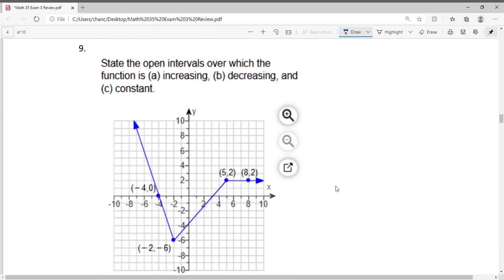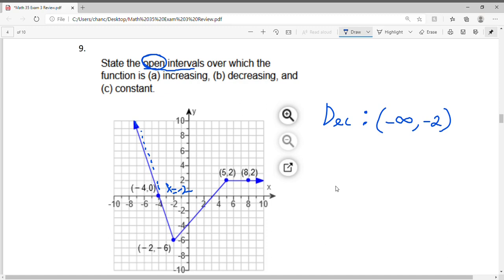Question 9, state the open intervals over which the function is increasing, decreasing, and constant. Notice we have the function decreases here. It's going down, down, all the way to x equals negative 2. So I have a decreasing function from negative infinity to negative 2. We want open intervals, so every interval that I'm going to use is going to be open.